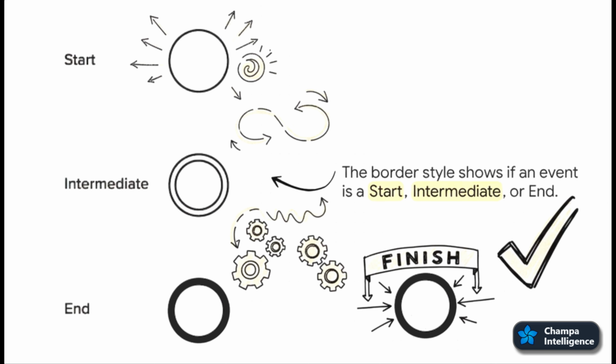A simple thin line means it's a start event, where everything begins. A double line means it's an intermediate event, something that happens in the middle of the process. And a thick, bold line, that's an end event, signaling that this path is finished.